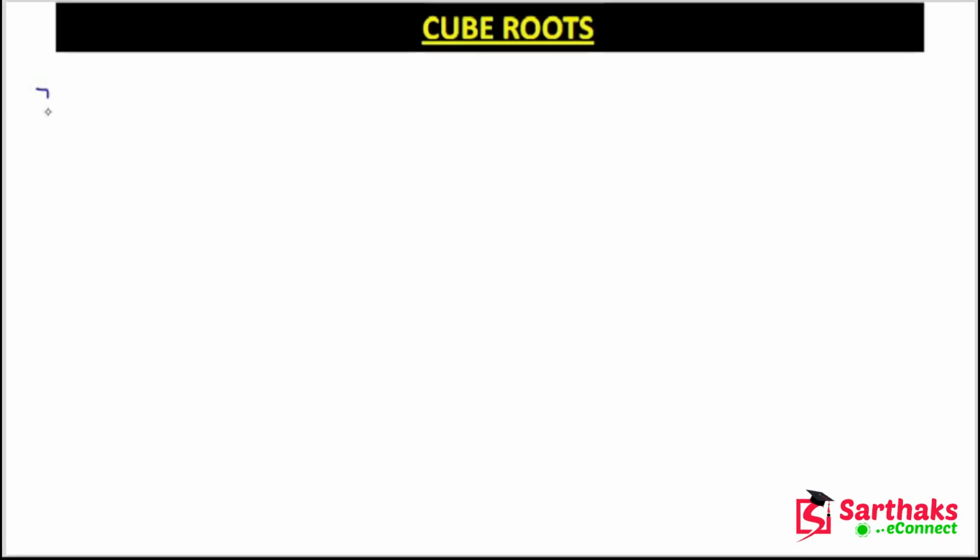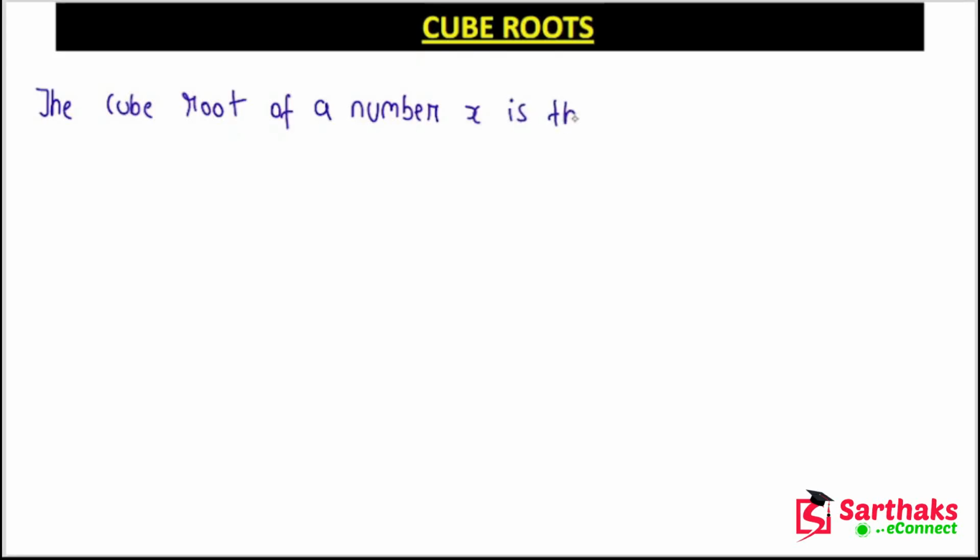Okay, so we can define the cube root of a number. Cube root of a number x is that number whose cube gives x. Now clearly if you put x equals to 8, then 2 is that number whose cube is 8, right? So 2 will be the cube root.